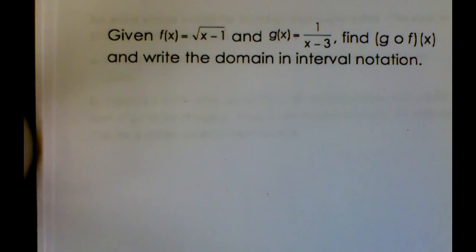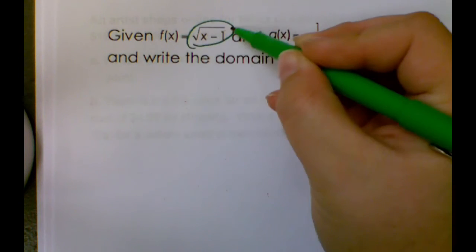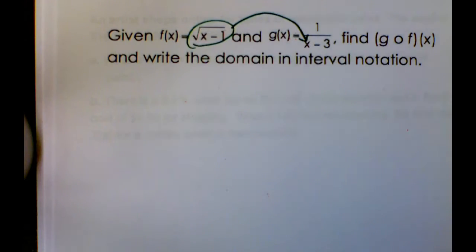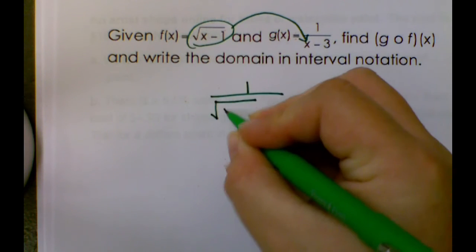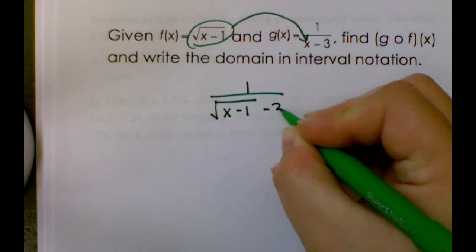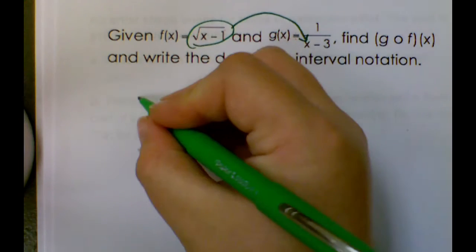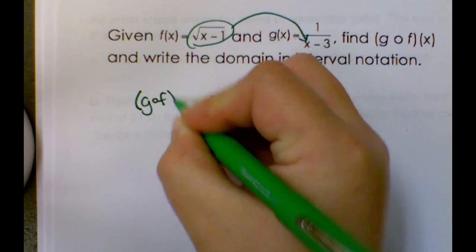All right, I've got two new functions, f and g. I want g of f of x, and to write the domain in interval notation. My inner function is f, so that means f is going in to g. So I put 1 over, plug in my f function, square root of x minus 1 minus 3. And I can't simplify that at all. So that is g of f of x.